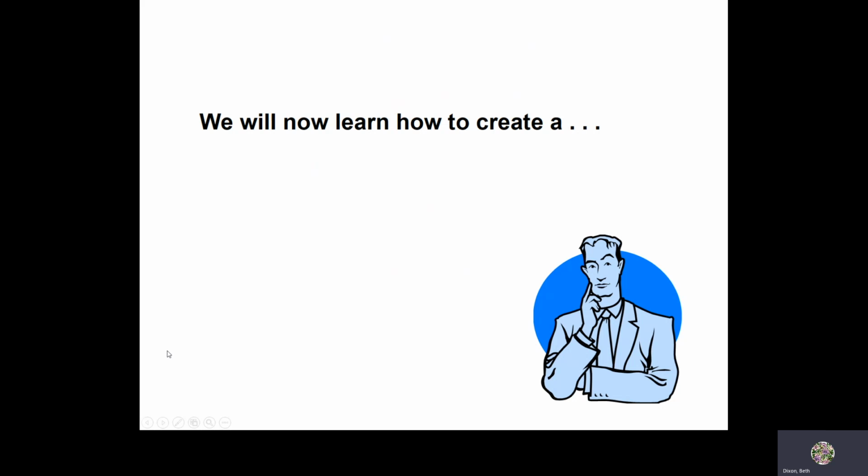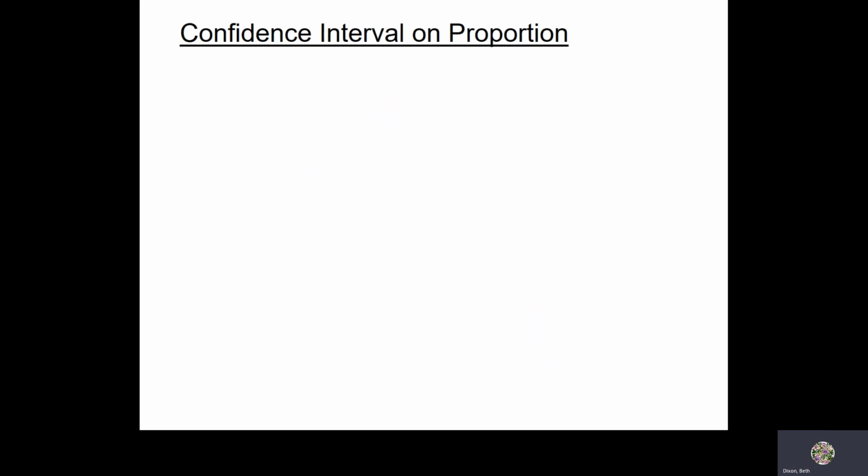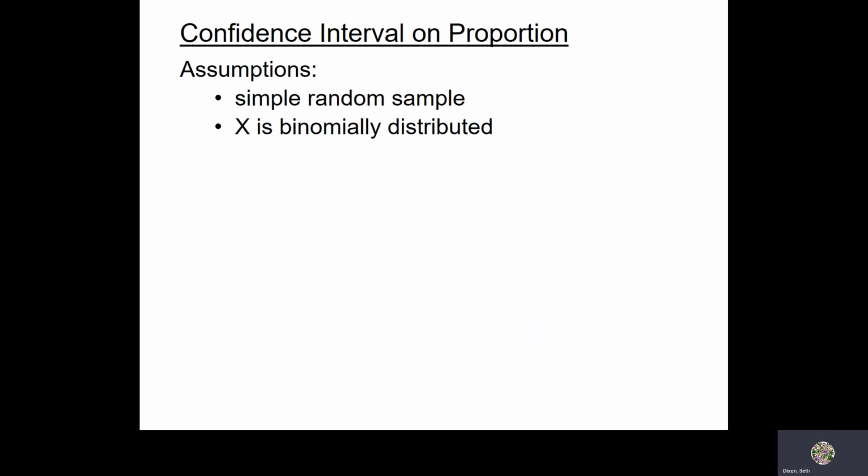Okay. We will now learn how to create a confidence interval for a proportion. Confidence intervals on the proportion have a couple of assumptions. One is a simple random sample, and that X is binomially distributed, and that the normal approximates the binomial.